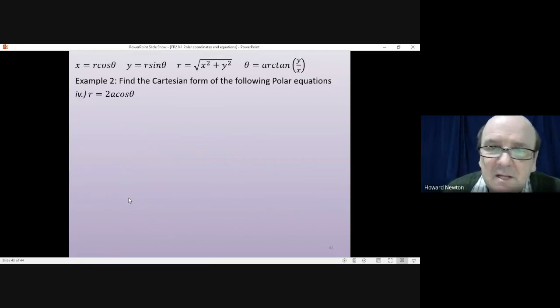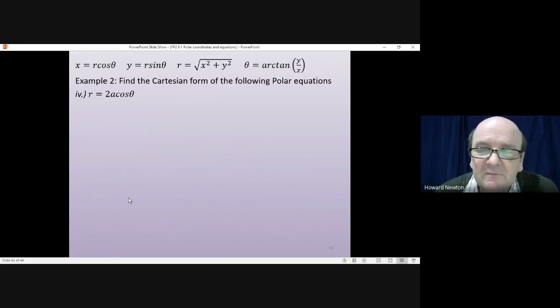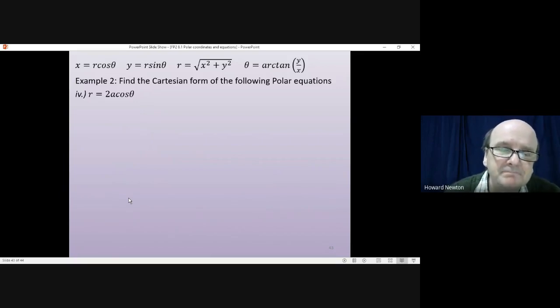Okay, I think this is the last question. Find the Cartesian form of the polar equation r equals 2a cos theta. I'll let you have a go at this, pause the video, come back when you're ready. Okay, let's have a look.